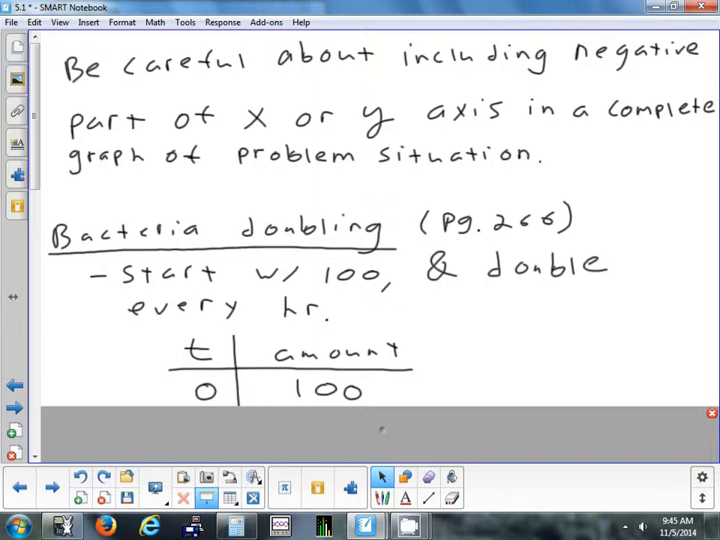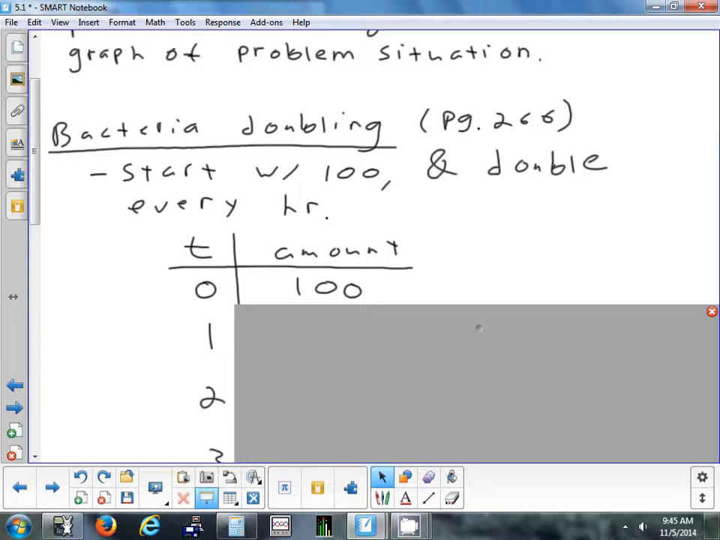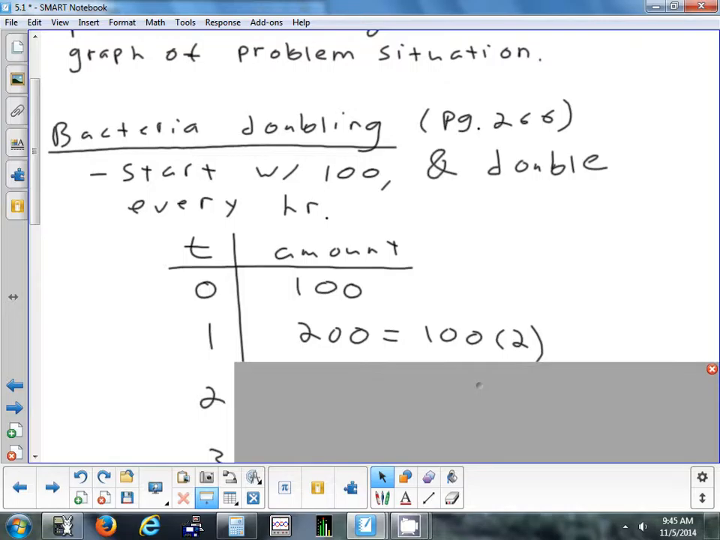The growth problem we're going to look at is a bacteria doubling every hour. Time 0 represents an initial amount. So let's say before it started doubling, you had 100. How many bacteria would you have after the first hour if it's doubling? Yeah, 200. And I want you to think of 200 like this. Think of it as how much you started with times 2.